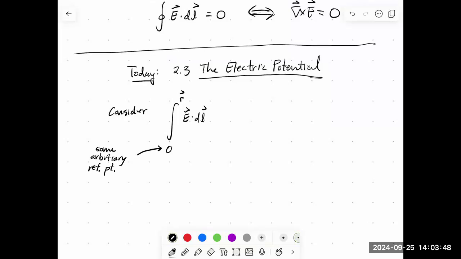Now, when I actually evaluate this integral, what it's going to depend on is the upper and lower limits of that integral. So in particular, it will depend on our ending point, this vector r. So whatever the result of this is, it's going to be some function of r. And I'm going to call that function V because it's going to be our electric potential. And I'm going to add one other thing here. I'm going to put a negative sign, and that's just by convention.